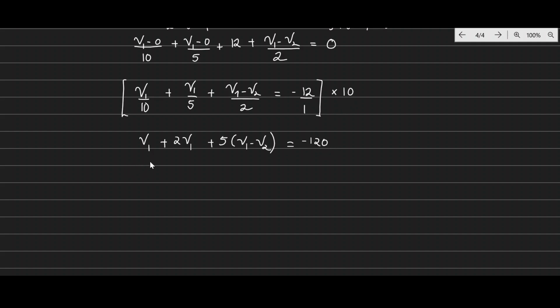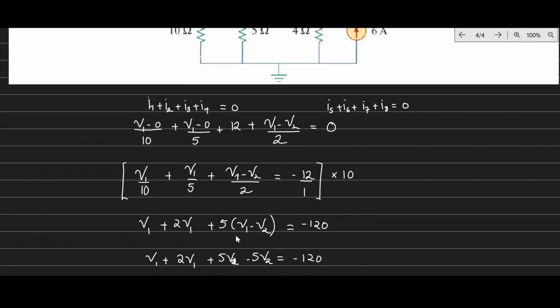Okay, so let us simplify this. If you remove the brackets, we have V1 plus 2V1 plus 5V1 minus 5V2 equal to negative 120. We add like terms, we have 3V1. Oh, this is 5, actually, V1. So we're going to have 8V1 minus, actually, 5V2 there, equal to negative 120, right? So this is our first equation.